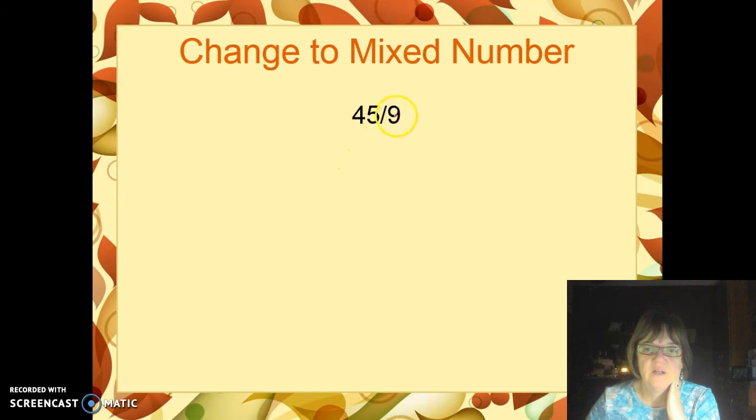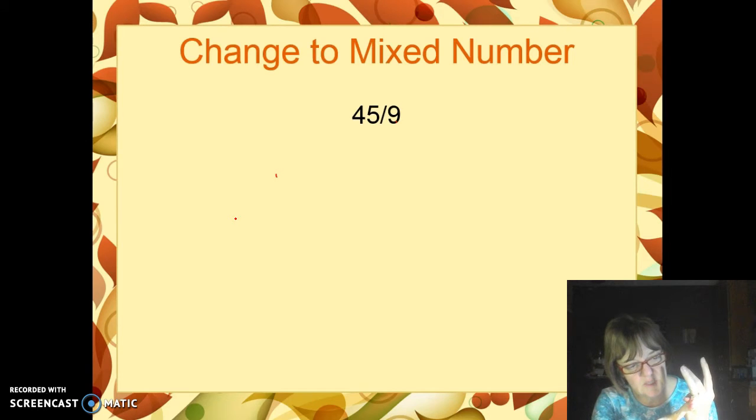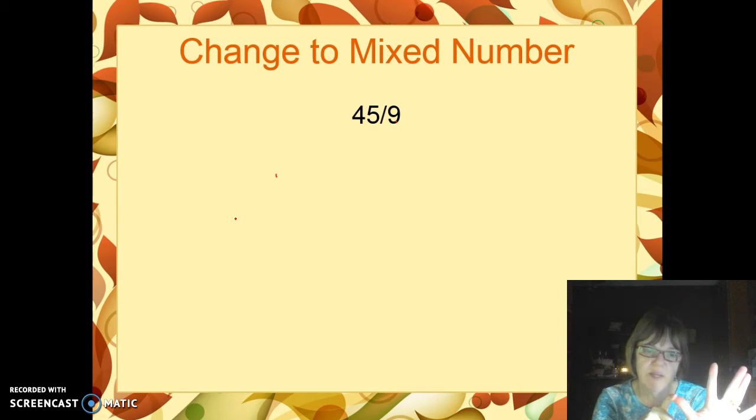All right, this one's a little bigger. 9 is our denominator. 45 is our numerator. So 45 ninths. How many times is 9 going into 45? Well, let me see. 9, 18, 27, 36, 45. Wait a minute. I got to my number. I don't have a fraction. I don't have any more left. It's just 5. That was simple.